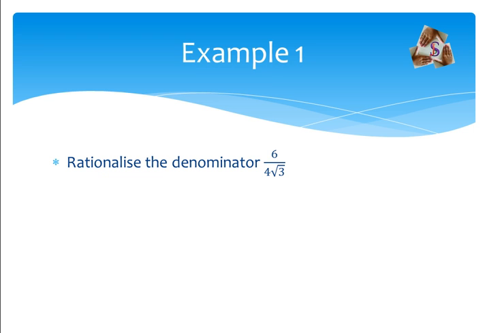Rationalize the denominator 6 by 4 root 3. So step 1 says we multiply and divide by the rationalizing factor. So my rationalizing factor here is root 3. So I multiply and divide by root 3. So it is 6 by 4 root 3 into root 3 by root 3. My step 2 is simplifying. So I write it as 6 root 3 by 4 into 3. That is 6 root 3 by 12. And next, it tells us to reduce it to the simplest form. So that is root 3 by 2.